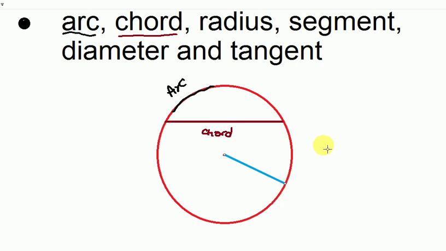This is our radius. So let's also name that part radius. Yes, then we're getting to a diameter. So a diameter is a special chord that passes through the center of the circle, or a line passing through the center of the circle.